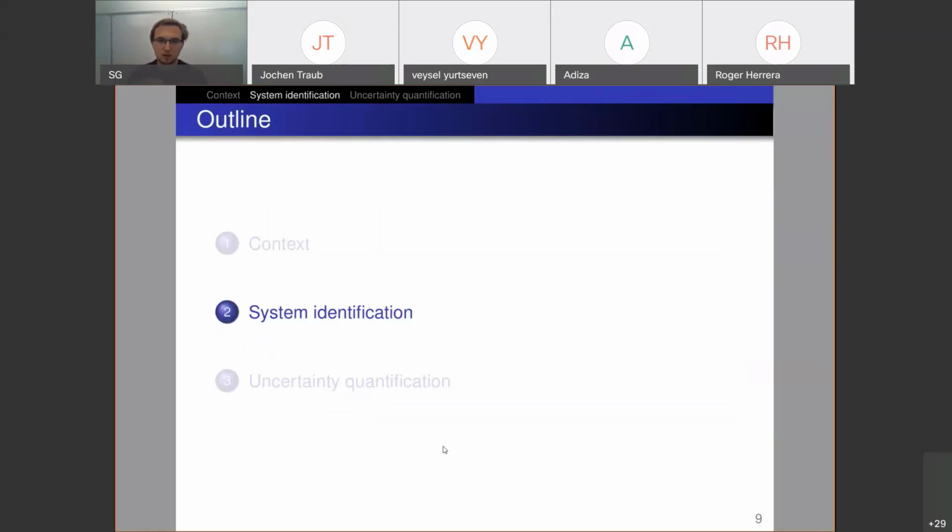So to propagate the uncertainty, we need to have a consistent system identification method, and about that I'll be talking now.